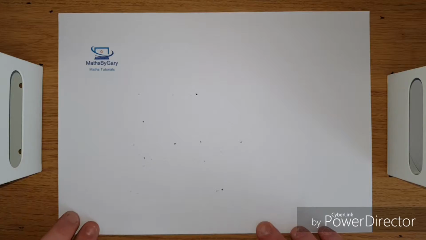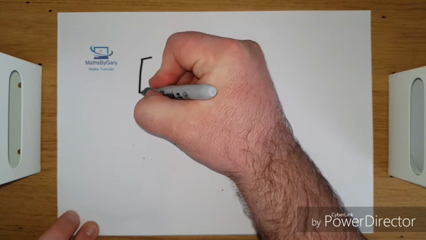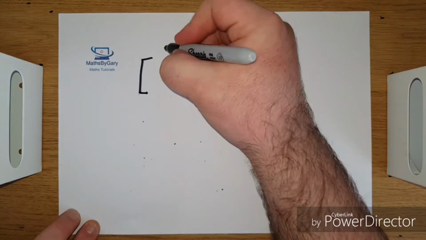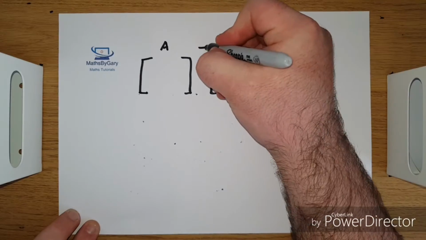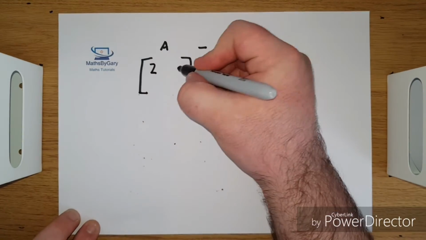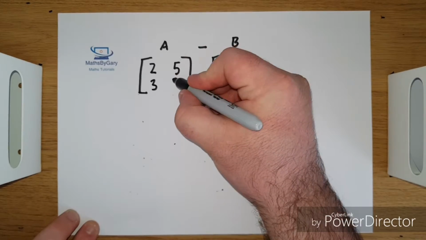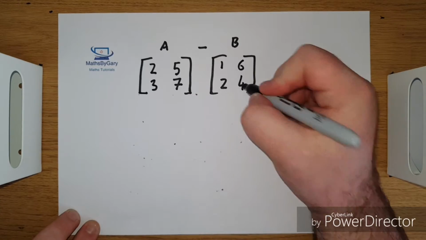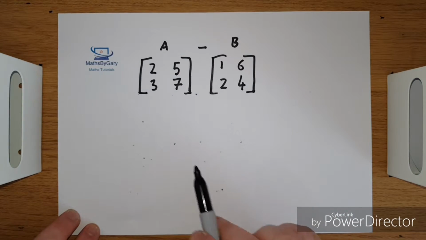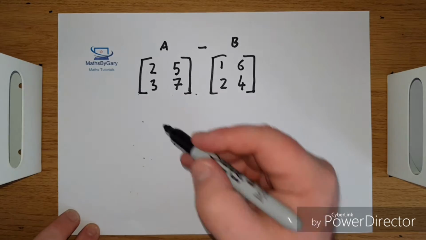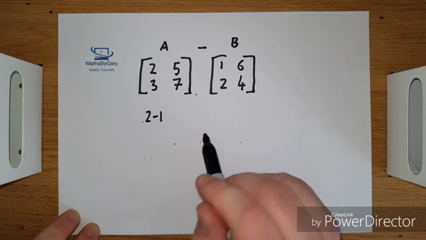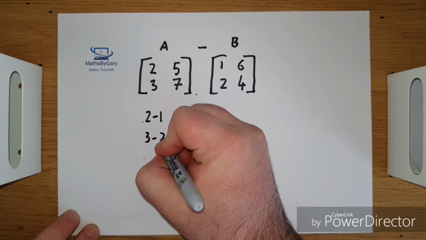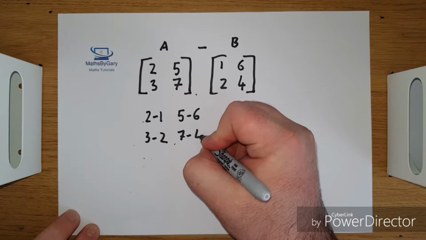Okay, so I'm just going to get 2 2x2 matrices, matrix A and matrix B. So label A and B, and we're going to minus them. So we'll go 2, 5, 3 and 7, and that's going to minus 1, 6, 2 and 4. So as we did on the previous page, all we're doing is top left hand corner first of all. So 2 minus 1, next entry, 5 minus 6, next entry, 3 minus 2, and then 7 minus 4.